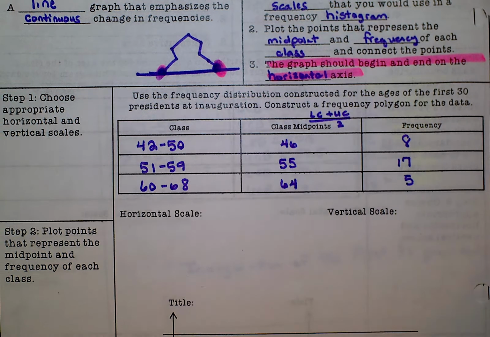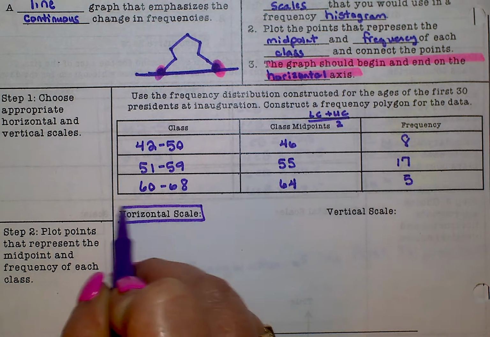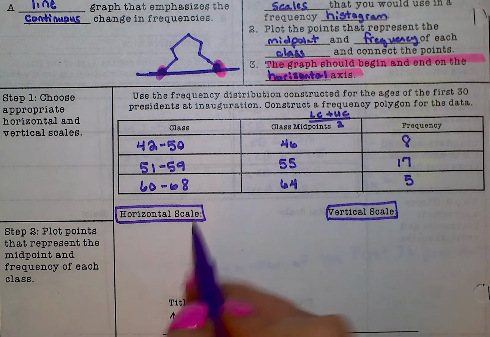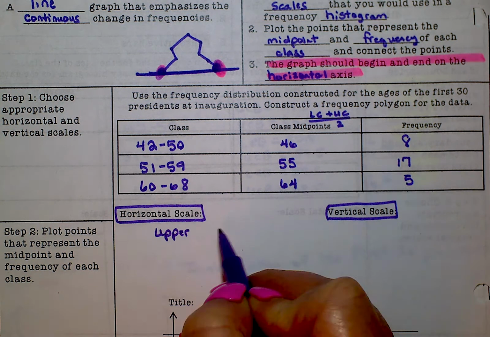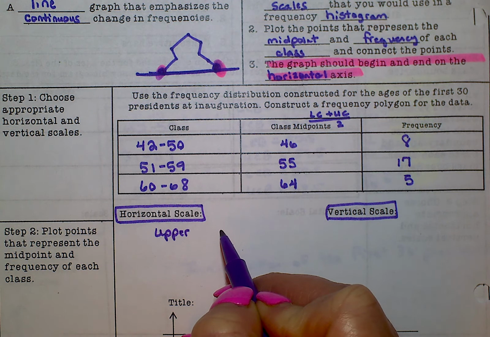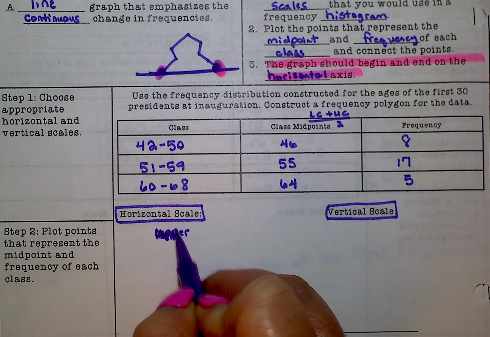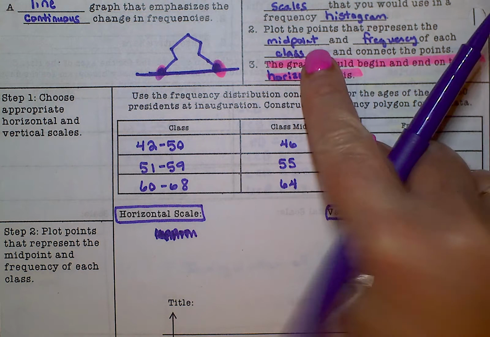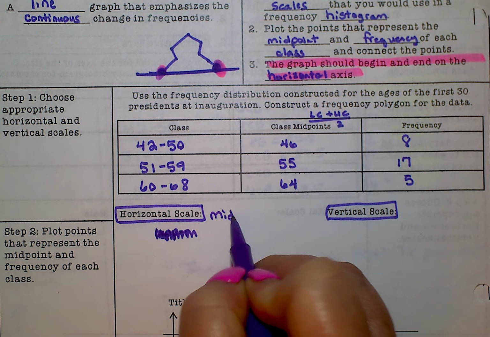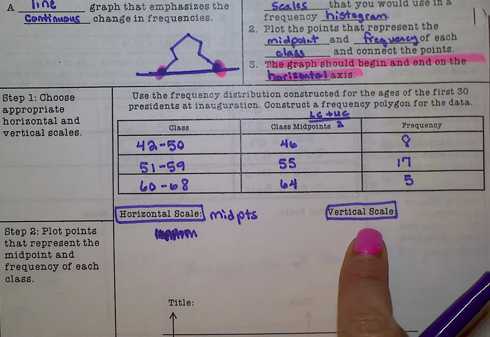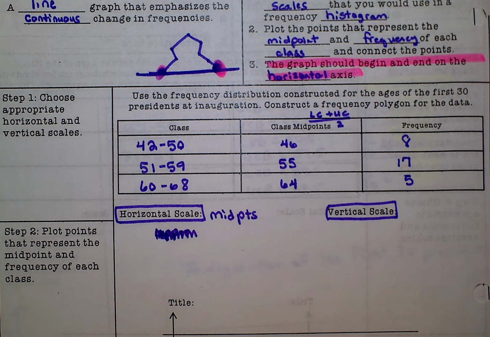Okay, for your horizontal scale and your vertical scale. So for your horizontal scale, excuse me, you want to put your midpoints, yes. I was about to do the ogive again. So you want to do your midpoints. And then for the vertical scale, you want to make sure that you have your frequencies.